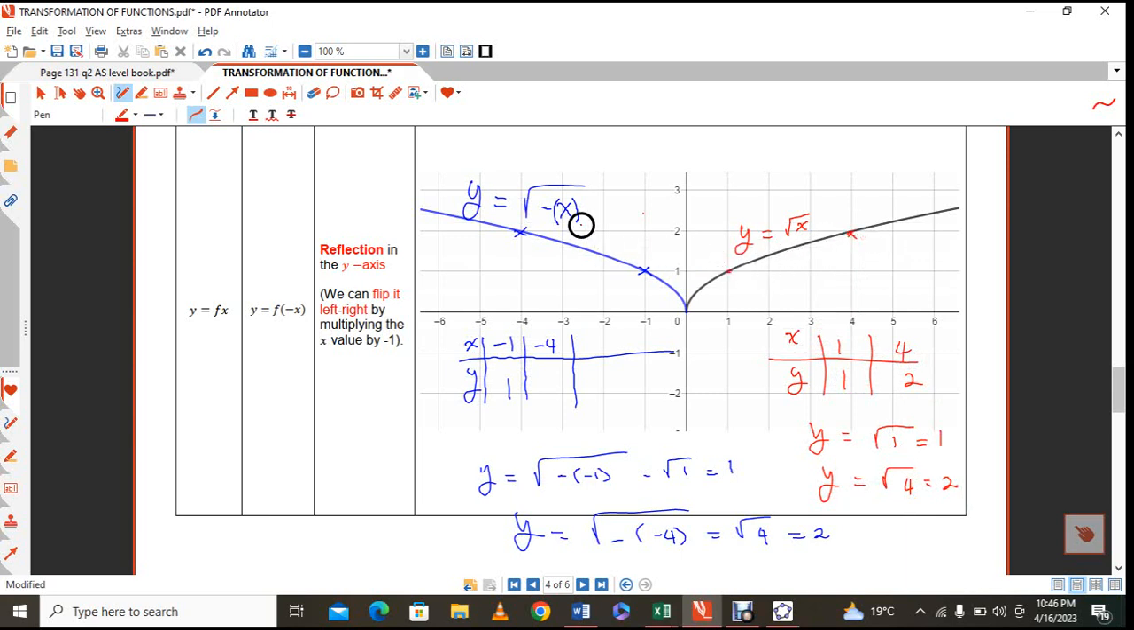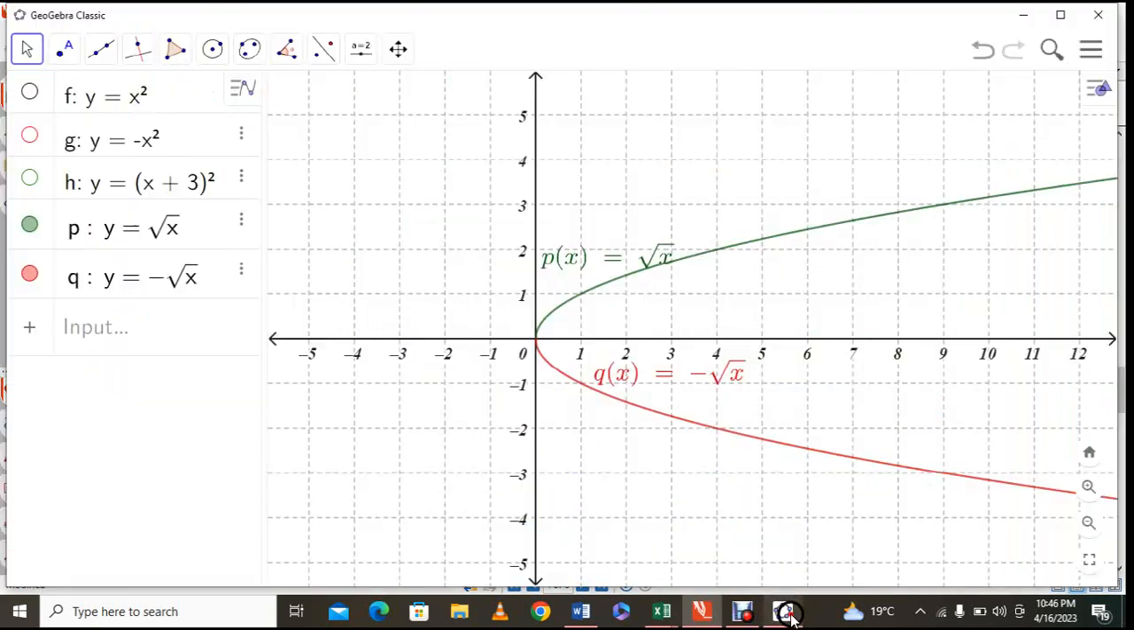So if every x value of your function is multiplied by -1, then the function will be a reflection in the y-axis. Very important you understand that. So let's quickly bring that into play. I'm going to do the same here.